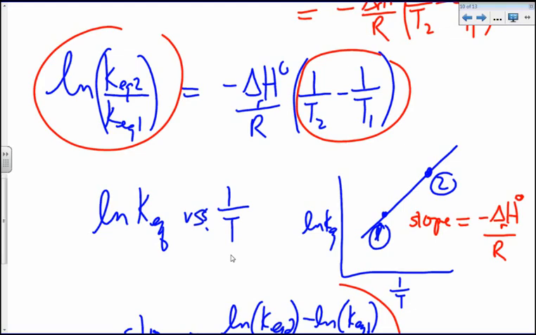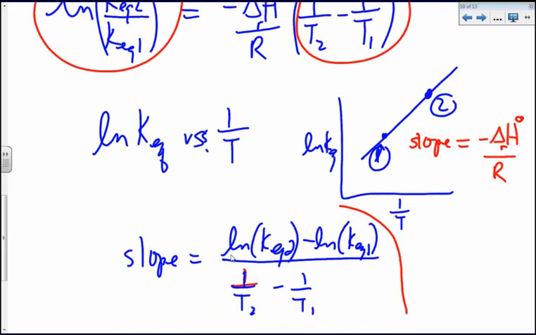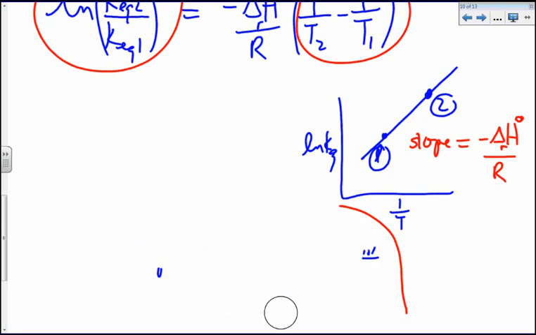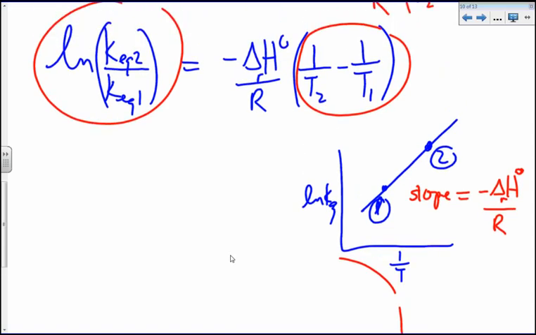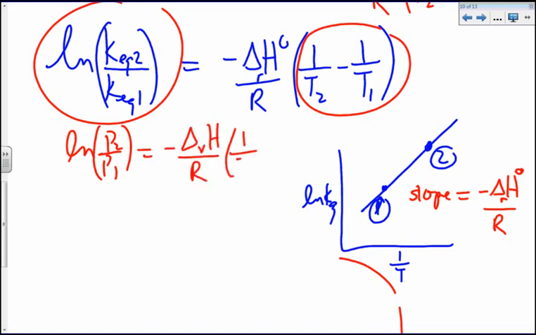Okay? Now, I said earlier that it's very similar to the Clausius-Clapeyron equation. You remember your Clausius-Clapeyron equation? What was the Clausius-Clapeyron equation? The Clausius-Clapeyron equation says ln of P2 over P1 equals negative delta H of vaporization or sublimation over R times 1 over T2 minus 1 over T1. Why is that? Well, look at it this way.